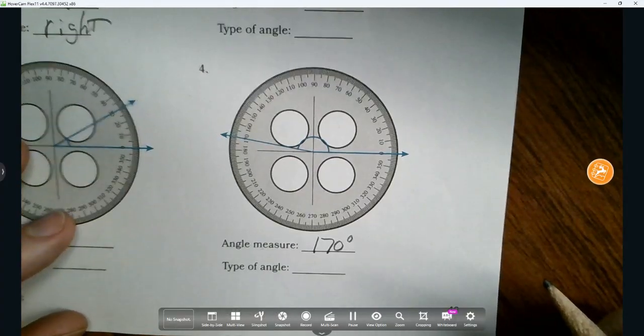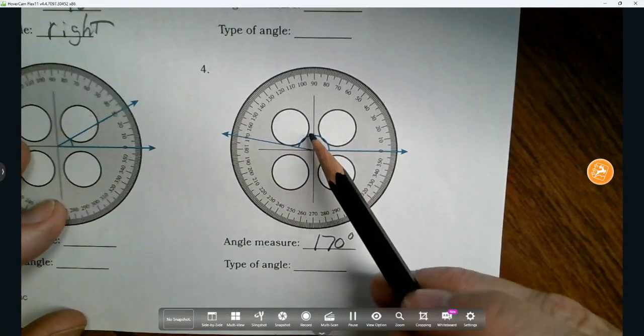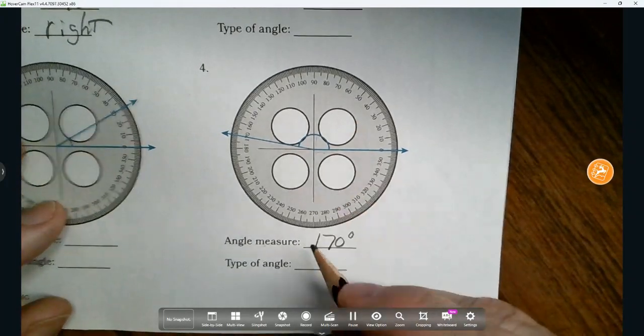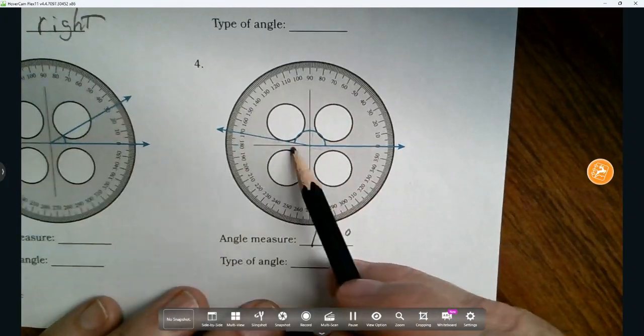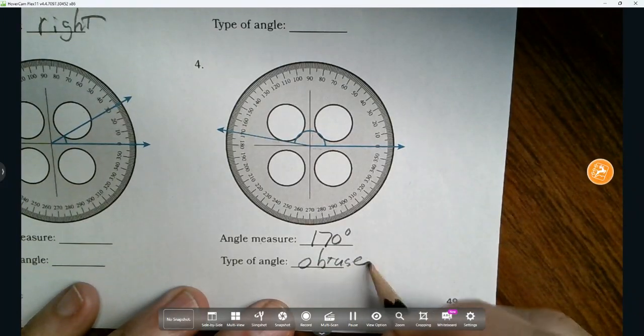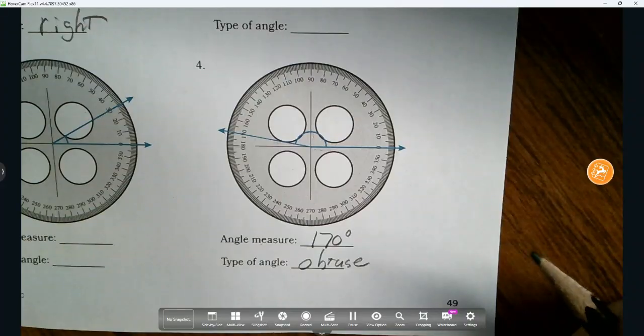Okay, and now it says type of angle. Well, our right angle stopped right here. Our acute angle would be smaller. So this is, it's not all the way to a straight line yet. So this is obtuse. I know you guys are saying that at home. I know you guys got this.